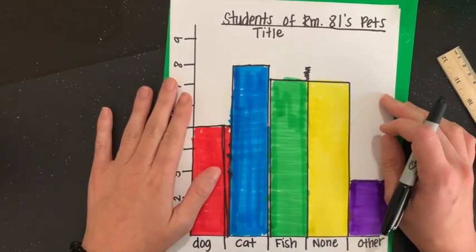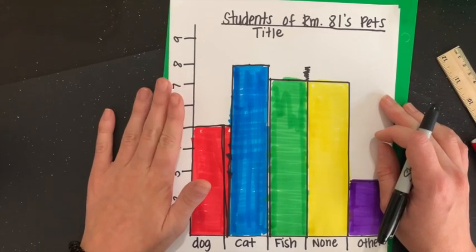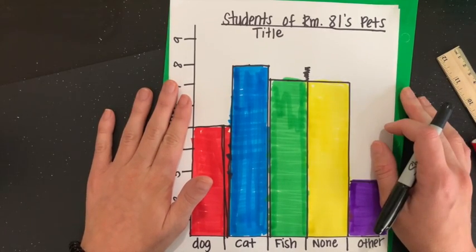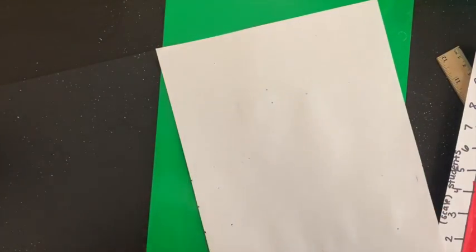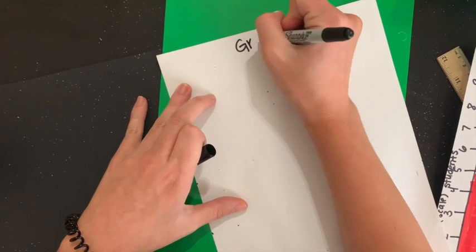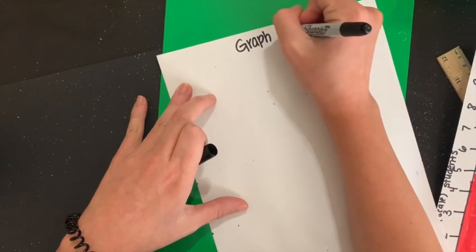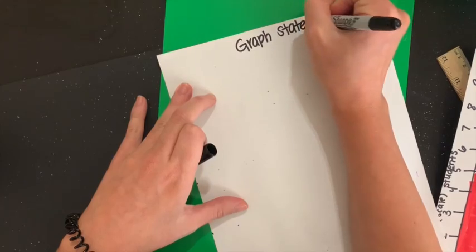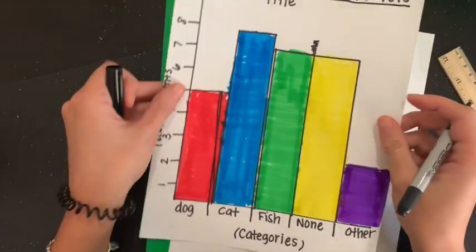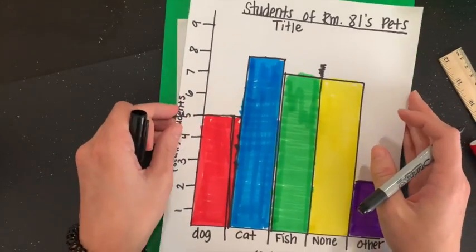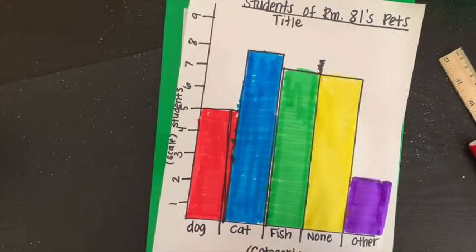Just like yesterday, I'm going to give you some more imaginary data and you're going to try out the same thing. But before you do, we're going to talk again about graph statements. So, just like last time, you're going to use your graph to help you make some statements about it. What could be learned from this graph? What's one thing that you might learn from this graph?